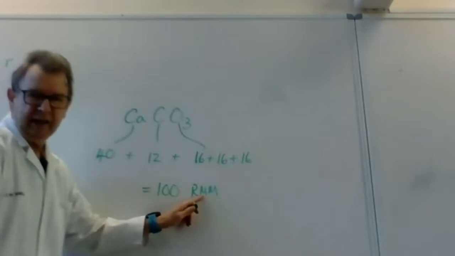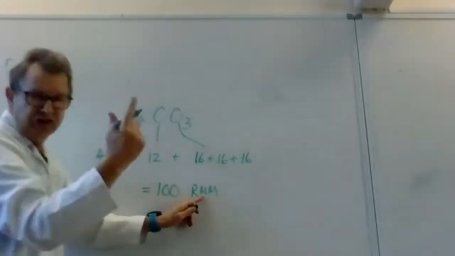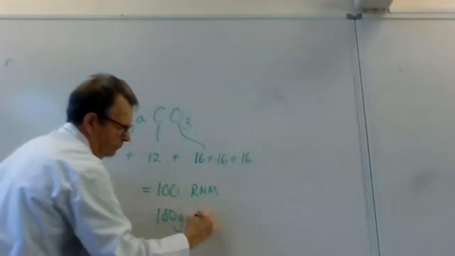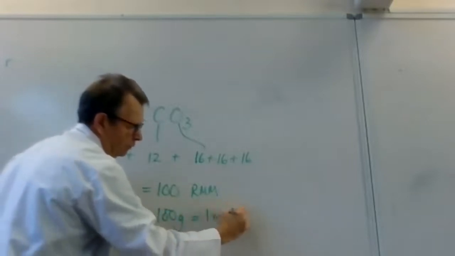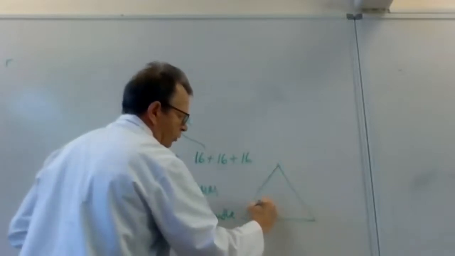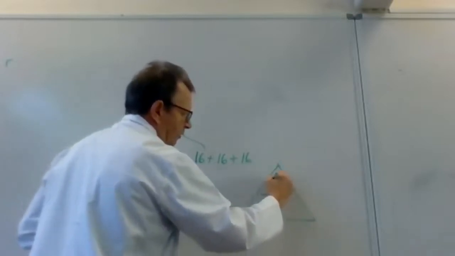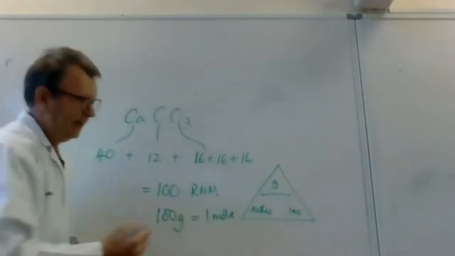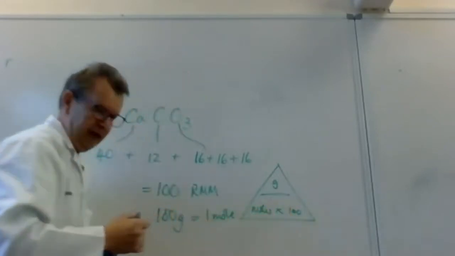So that is the RMM. M here, molecular mass, because it's a molecule, not just an atom. And therefore, 100 grams is 1 mole. In other words, with its triangle, moles would be down here, the grams is up here, and this down here is 100 because that is its RMM.